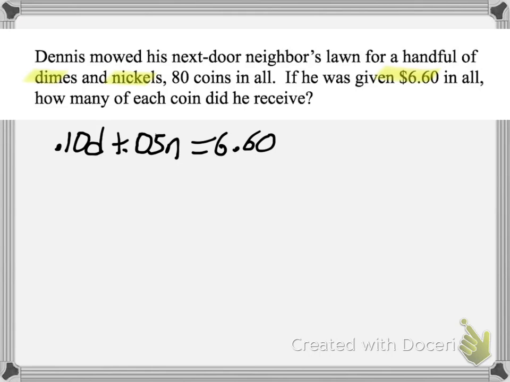Then I have my total equation. I'm dealing with 80 coins altogether, so my dimes plus my nickels has to equal 80. Again, I need them to cancel, so it doesn't matter if I cancel out the D's or the N's. I'm going to cancel out my D's again. Since I have a positive 10 cents at the top, I'm going to have to multiply by negative 10 cents to the bottom.